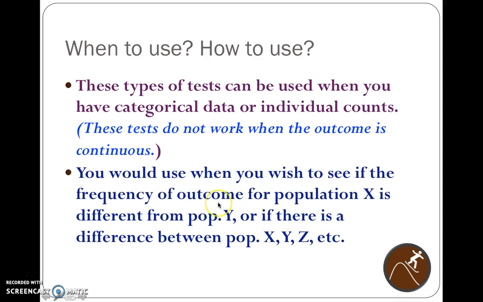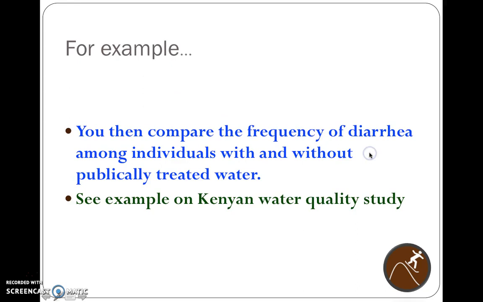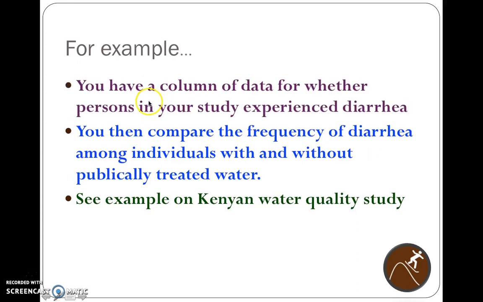And you'll see these used when you have the frequency of an outcome measured at the individual level for population X, and you want to compare it against another population where you have data at the individual level, and people are coded in a categorical fashion. So, for example, and this will make more sense in the upcoming slides, you might have a column of data for whether people in your study experienced diarrhea, coded as yes or no.